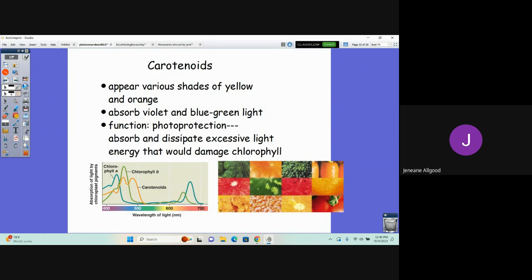Because they tend to absorb violet light, remember we said that the violet end of the spectrum has shorter wavelengths, so they're higher energy. And those are wavelengths that could be potentially damaging to the plant. And so the carotenoids are able to take in those violet wavelengths and sort of break them up so that they don't harm the chlorophyll.